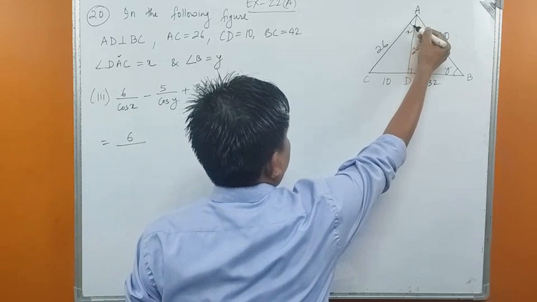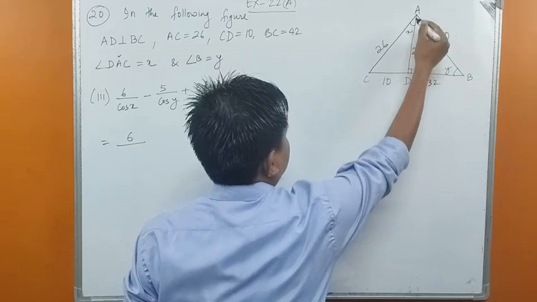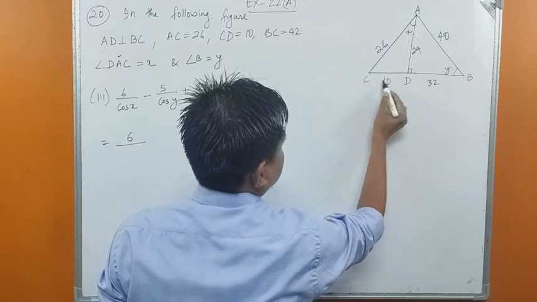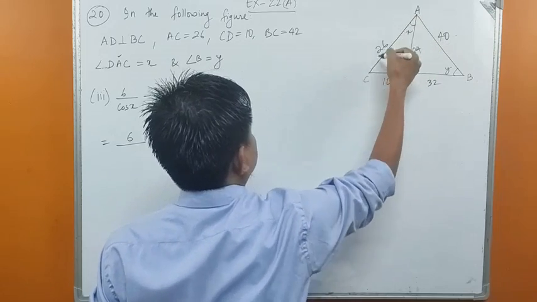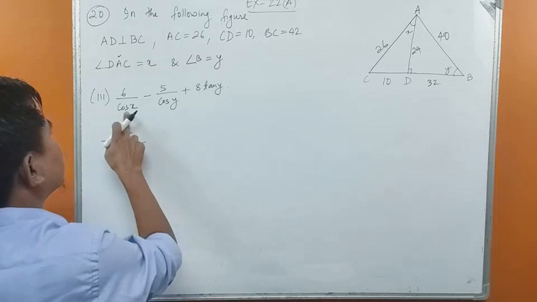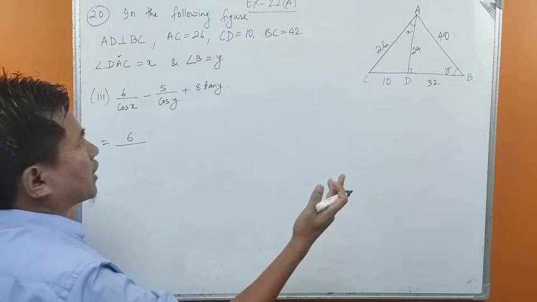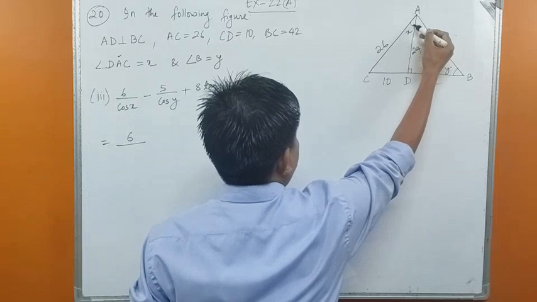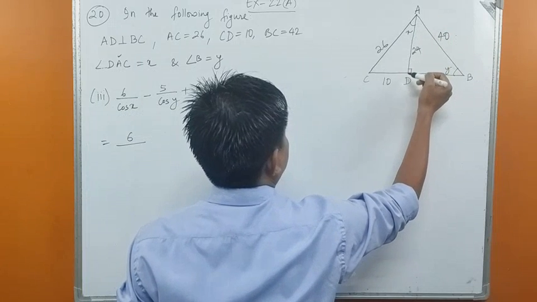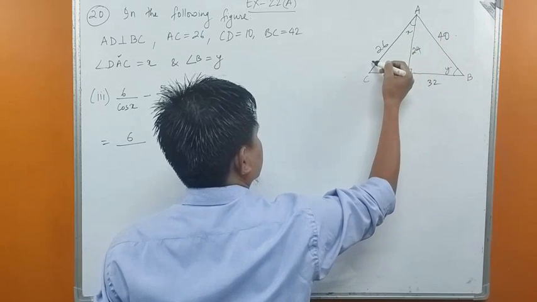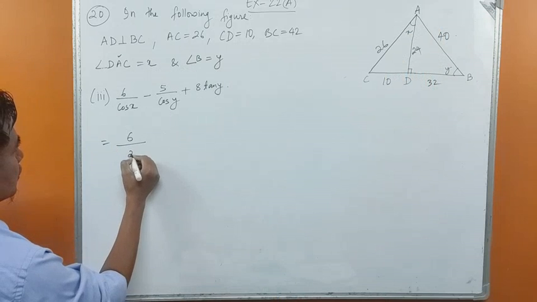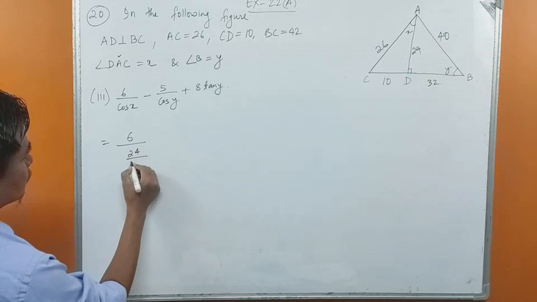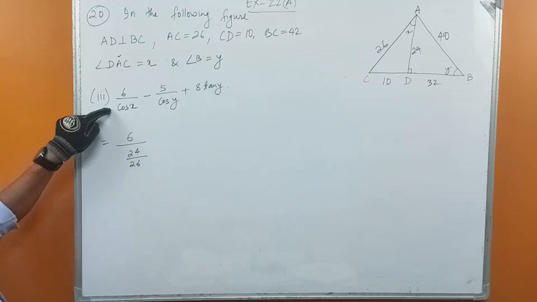When we are talking about this angle, AD is base and CD is perpendicular, AC is hypotenuse. AC is always the hypotenuse, the longest side. So cos theta means base upon hypotenuse. When we talk about this angle, base is AD and hypotenuse is AC. So 24 upon 26, base upon hypotenuse, is cos x.